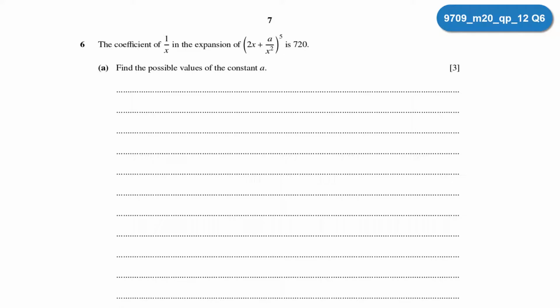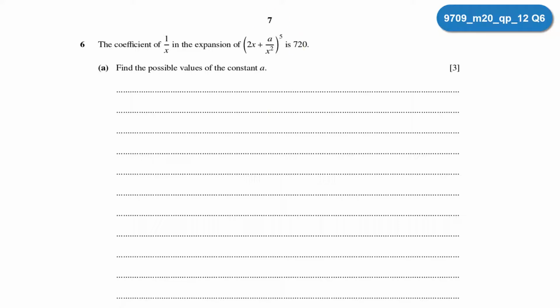The coefficient of 1 over x in the expansion of (2x + a/x²)^5 is 720. So on A, find the possible values of the constant a.